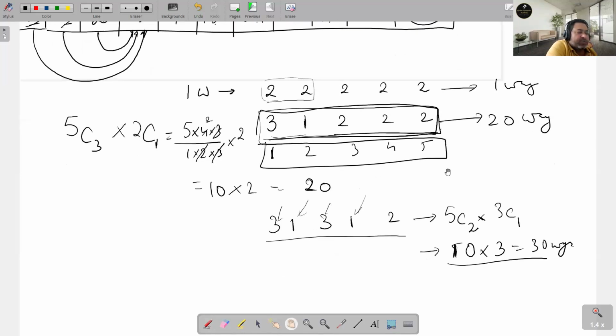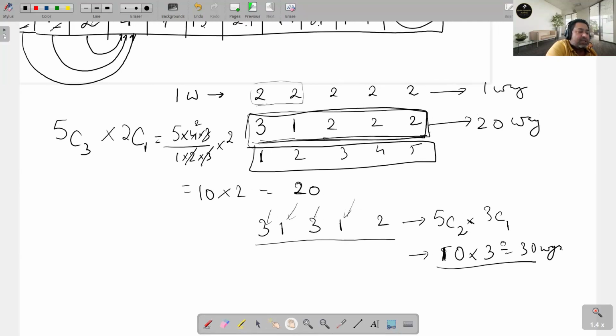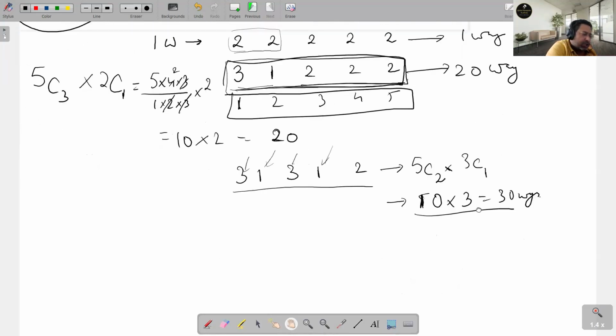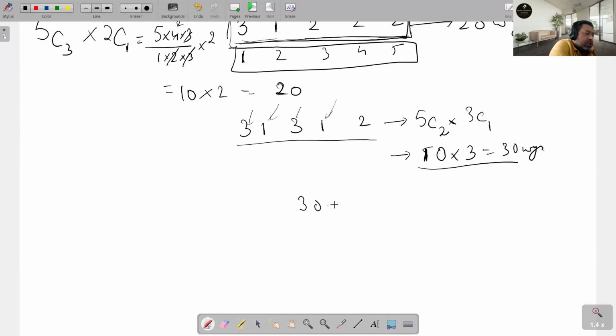And there is no more replacement of 2s possible. You can have at most only two 3-step moves, because if you have three 3-step moves, you have already covered 9 steps, and from 2 moves, you cannot have just one step, correct? So the maximum will be 2 and the minimum will be 0 for 3-step moves. So 30 ways for this configuration, 20 ways for this configuration, and 1 way for this configuration. Altogether it is 30 plus 20 plus 1, which is 51 ways.